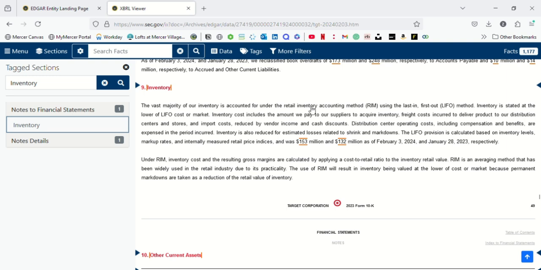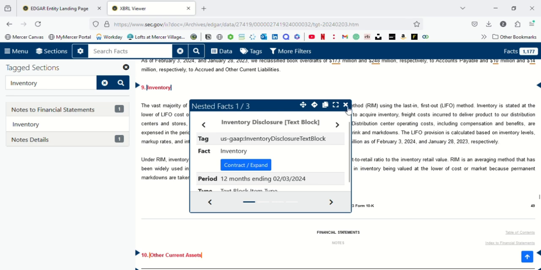So it says the vast majority of our inventory is accounted for under the retail inventory accounting method using last in, first out method. And it says at the bottom, under RIM, inventory costs and the resulting gross margins are calculated by applying a cost to retail ratio to the inventory retail value, which is what we did.